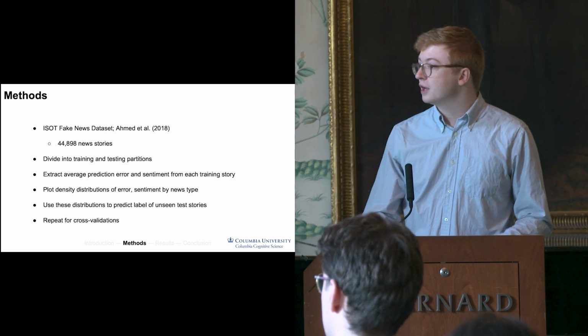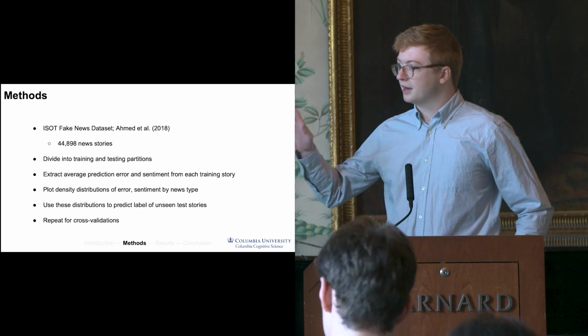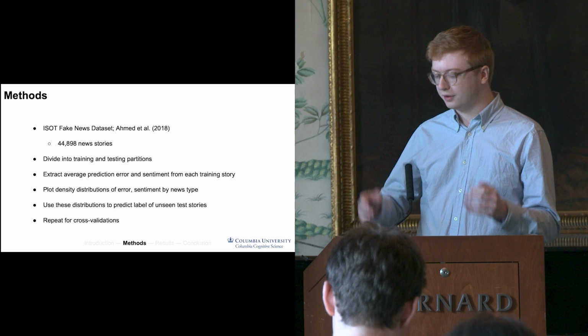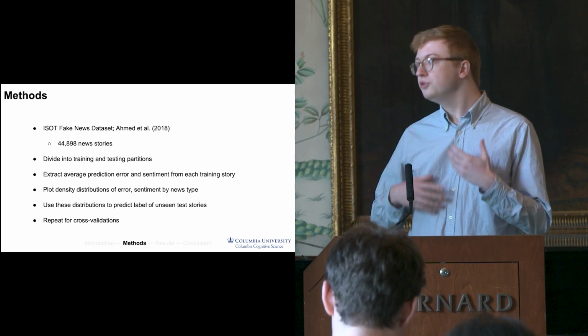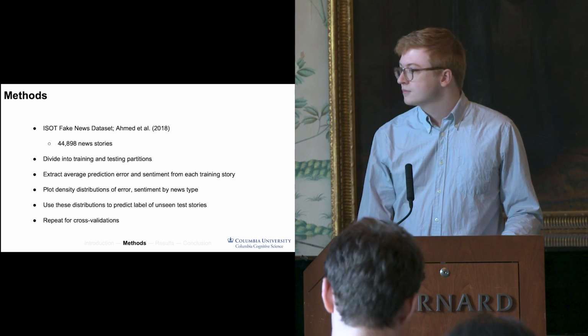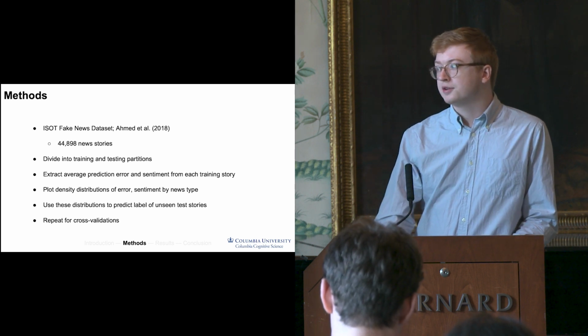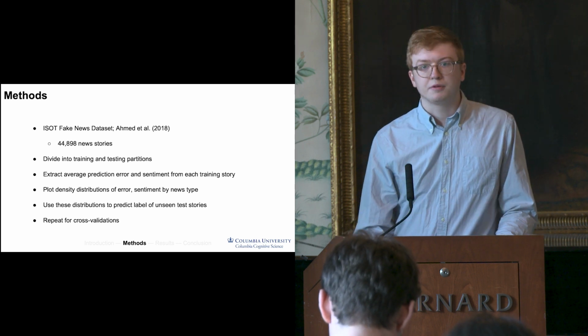Plot these two different measures by news type. And I know this is maybe a little bit unclear right now, but we'll get into what exactly this density plot looks like in a second. Use these distributions then to predict the label of an unseen news story, and then repeat for 3 cross-validations to make sure any results we might have gotten were not just a feature of the particular sample of the data set that I took.